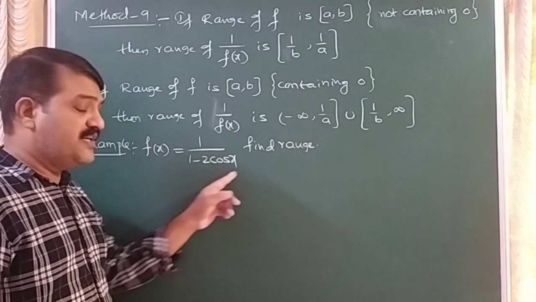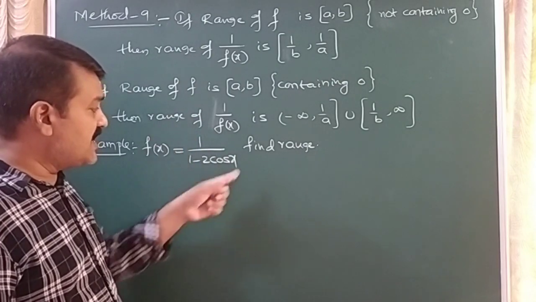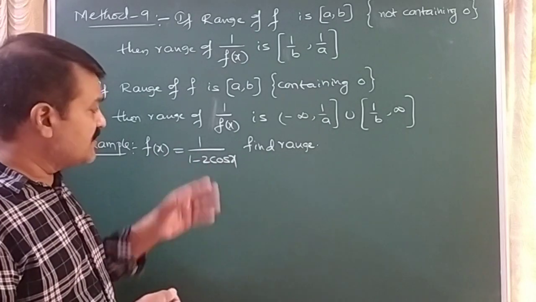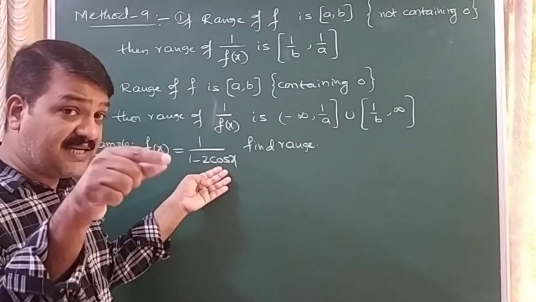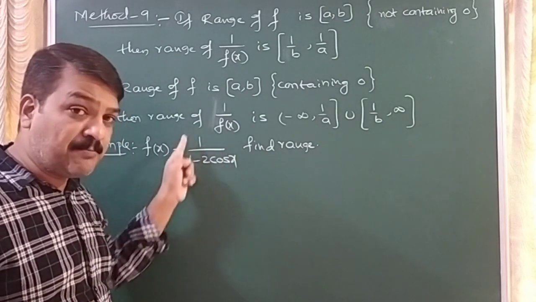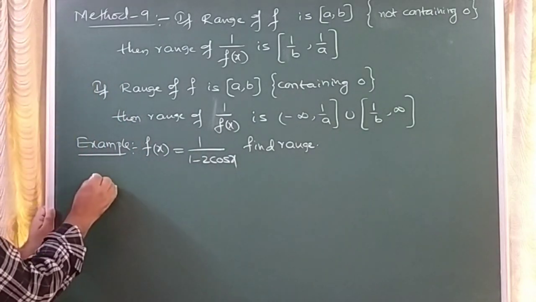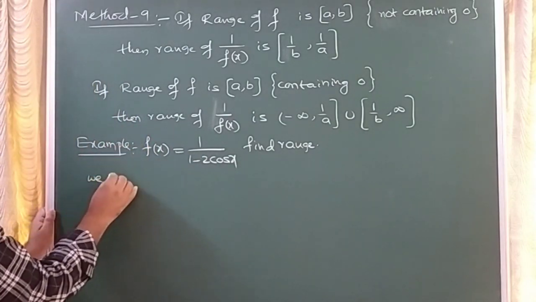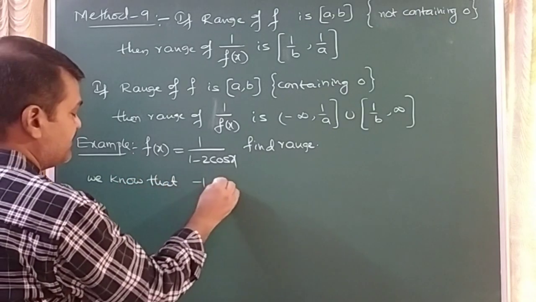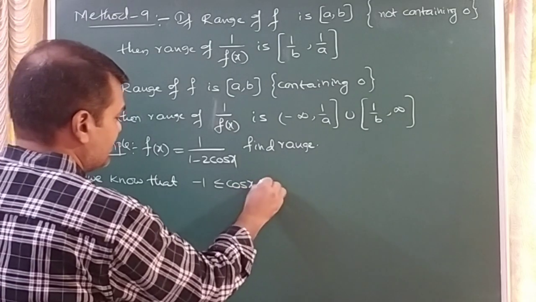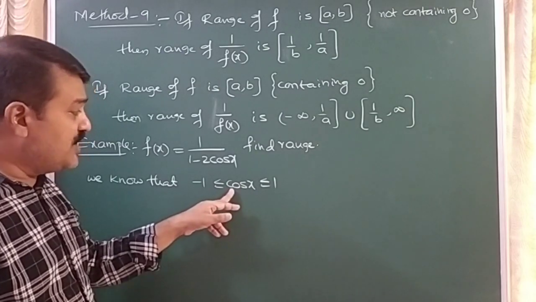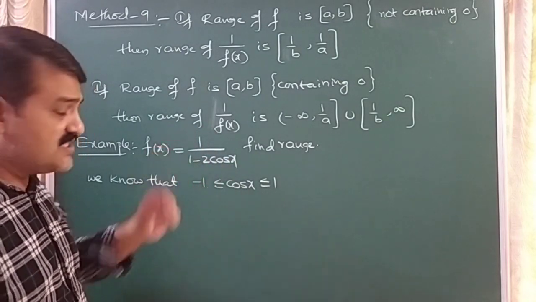So here, if you see the RHS, in the RHS we have cos function, and for cos function we know the range. We know the range of cos function. So using that known range of cos x, we will try to extract the range of this complete function. So first of all, we know that minus 1 less than or equal to cos x less than or equal to 1. We know the range of cos x. Try to extract the range of this function now using this.